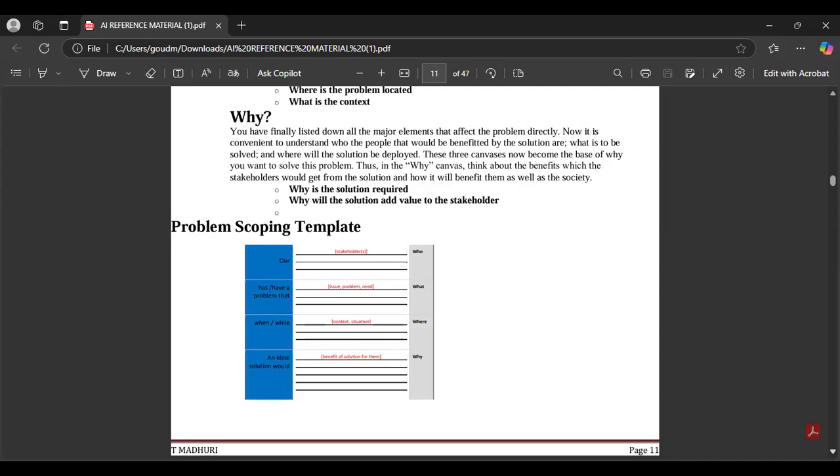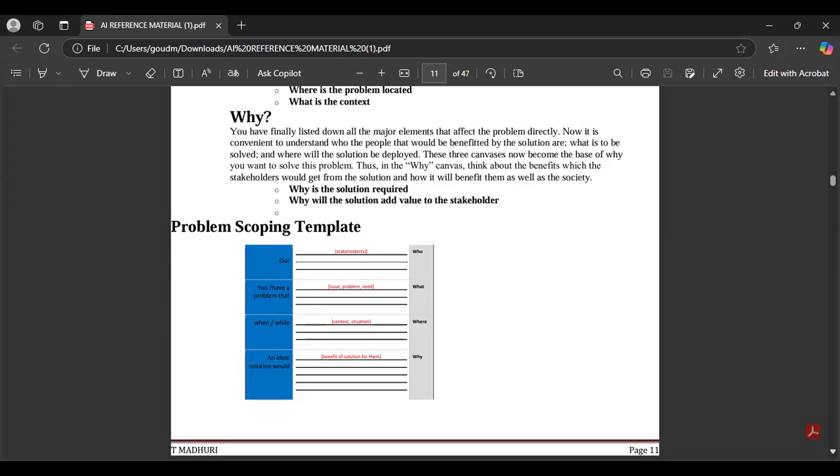If you are missing this problem scoping template, when they ask for the 4 W's for 4 marks, and you have not explained this problem scoping template, then you cannot expect 4 on 4. To get 4 on 4 from this answer, definitely you have to end your answer with the problem scoping template.